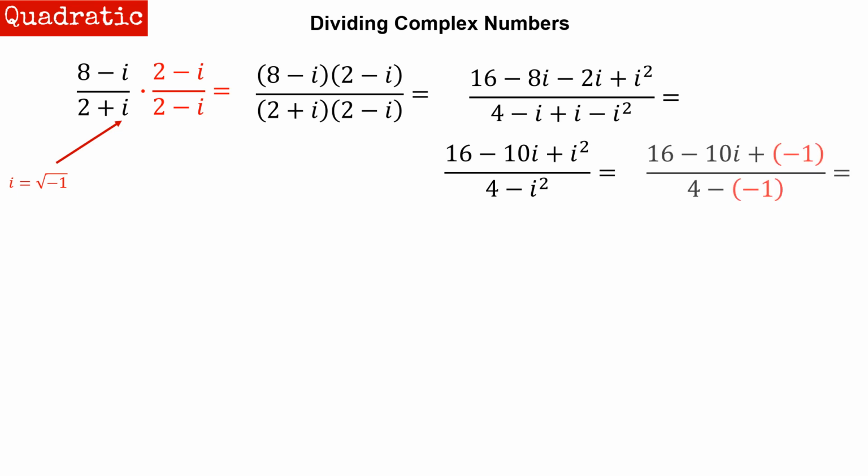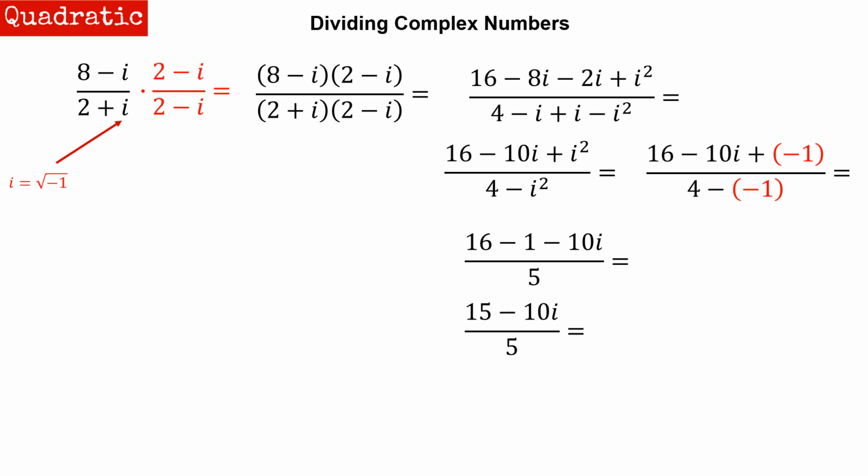Yeah, we need to substitute negative 1 in for i squared. So let's simplify again. That's going to give us 16 minus 1 minus 10i over 5. I wrote 16 minus 1 minus 10i because I like to put like terms next to each other. And 4 minus negative 1 is 5. That's going to give us 15 minus 10i.